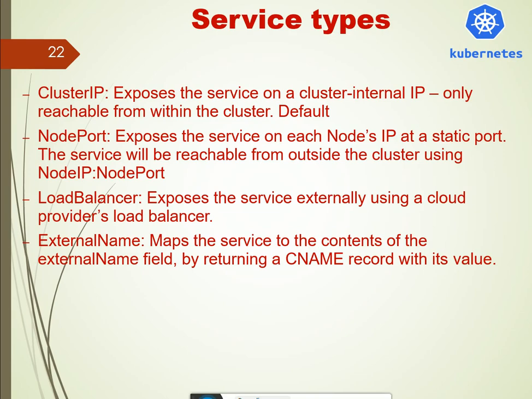LoadBalancer exposes the service externally using a cloud provider's load balancer. External name maps the service to the content of the external name field by returning a CNAME record with its value. These are the services.